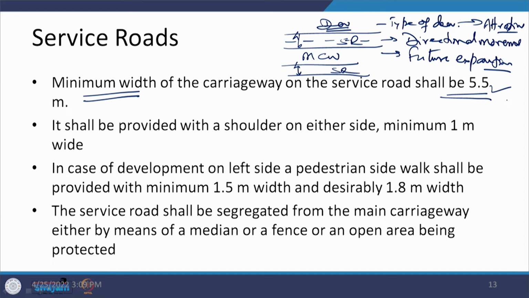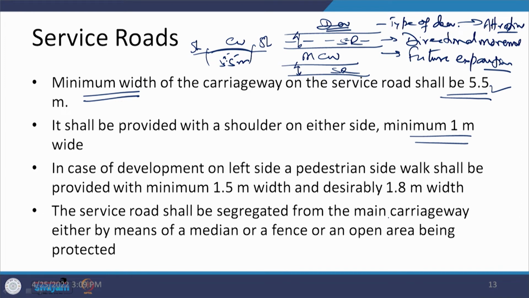Now, when this is being provided and you have a carriageway which is say 5.5 meters, this is going to be protected on the sides where we are having the shoulders, and at a minimum level the shoulders shall be 1 meter wide. So, that means the roadway which you are going to have is 5.5 meters plus 2 meters, that is 7.5 meters of roadway at a minimum level.